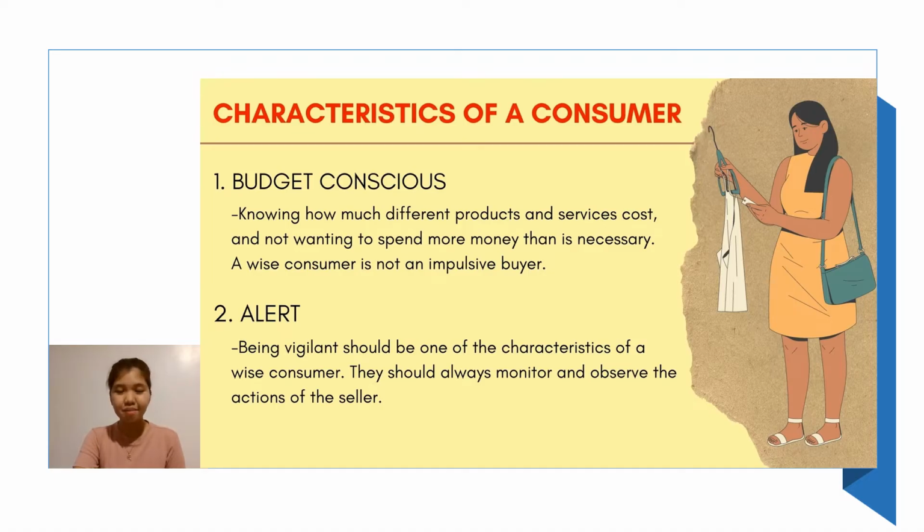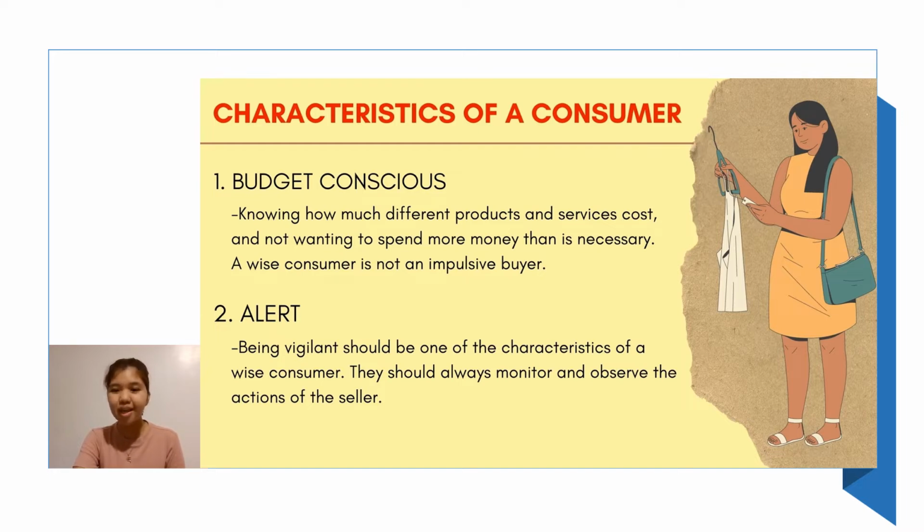So the action, behavior, and styles of a consumer in buying things show what kind of consumer she or he is, right? So let us know what are those characteristics of a consumer. The first one is you need to be budget conscious. Knowing how much different products and services cost and not wanting to spend more money than is necessary. A wise consumer is not an impulsive buyer.